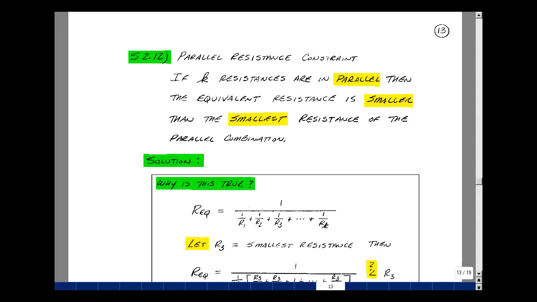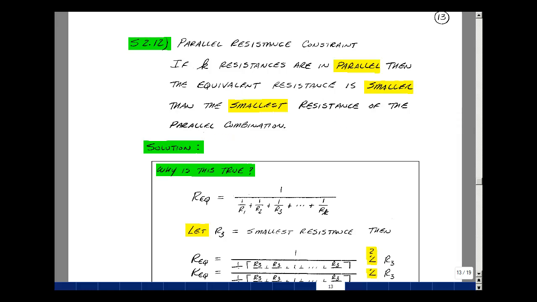This lesson deals with supplemental problem 212. You can find this problem in the course ebook in the Chapter 2 Supplemental Problems on page 13. This supplemental problem deals with a property called the parallel resistance constraint. Let me just read it. If K resistances are in parallel, then the equivalent resistance is smaller than the smallest resistance of the parallel combination.